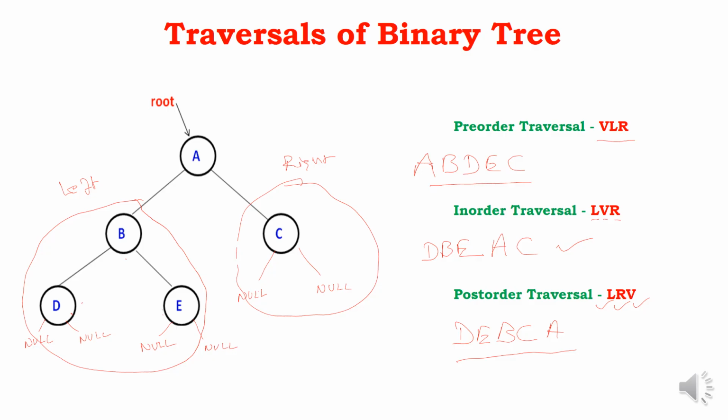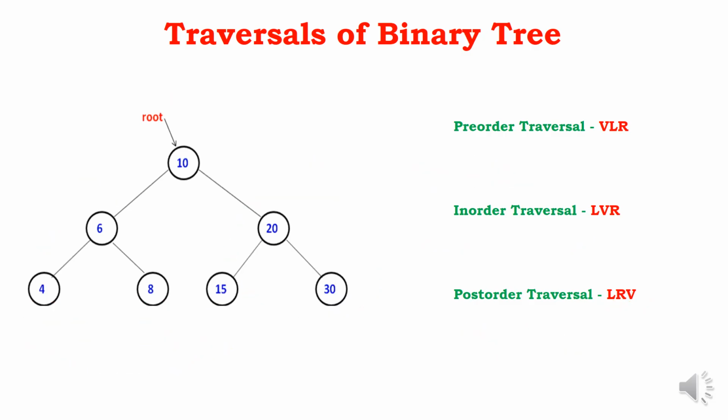So in this way, we can traverse a binary tree in pre-order, in-order, and post-order. Let me give another example, which contains nodes having numeric values. Here, the node with information 10 is the root node, and it has a left binary tree and a right binary tree.